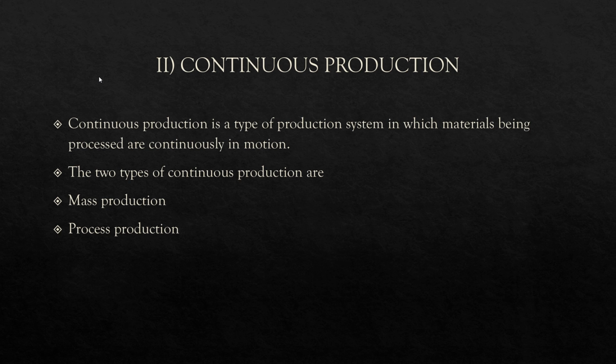You need not study, I just gave you an example so that you will never forget for the exam what is continuous production. Just remember the cement industry, how it is done, and finally the pack that is obtained as a finished product. Okay. Now we can study the two types of continuous production. First one is mass production. Second one is process production.